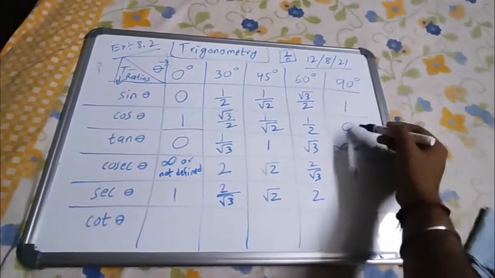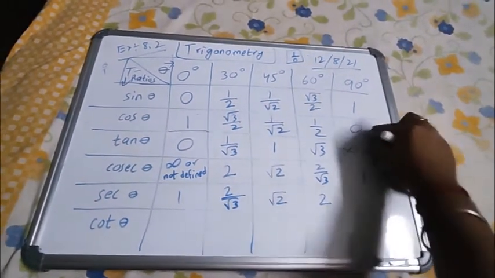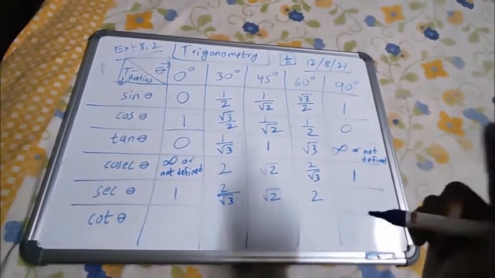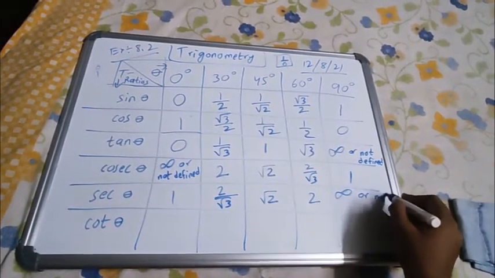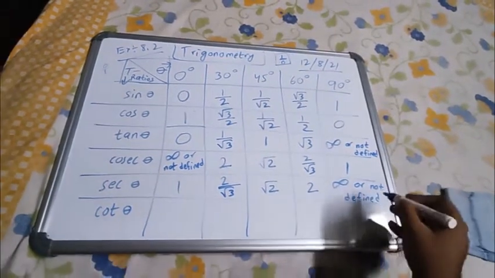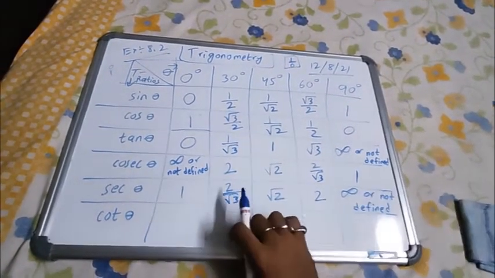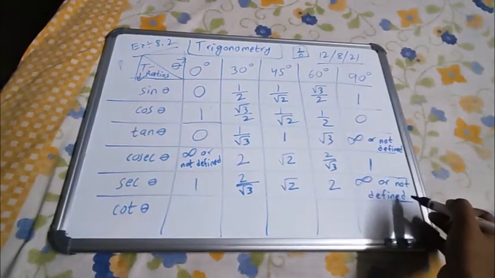And again, 0 can be written as 0 by 1. If you flip 0 by 1, it will become 1 by 0. Now 1 by 0, as we know, is infinity, or you can say not defined. Infinity is any huge number that you can't even think of. Infinity is such a big number you can't even think of. That's why we write it as not defined.